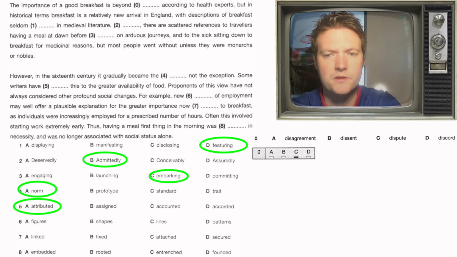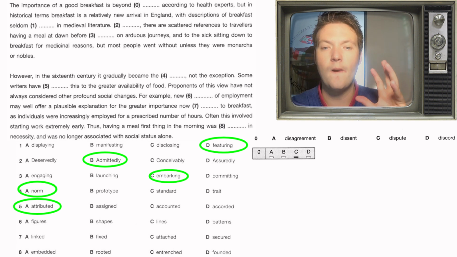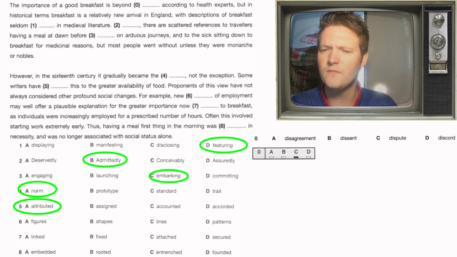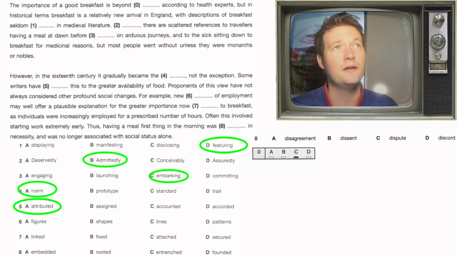So maybe that's possible, but "may well offer a plausible explanation for the greater importance now to breakfast, as individuals were increasingly employed for a prescribed number of hours." So they're talking about how long people were working. It's not the figures of employment, I don't think. It's not how many people are working. Shapes of employment doesn't make sense. Lines of employment, I guess that's kind of like types of employment.